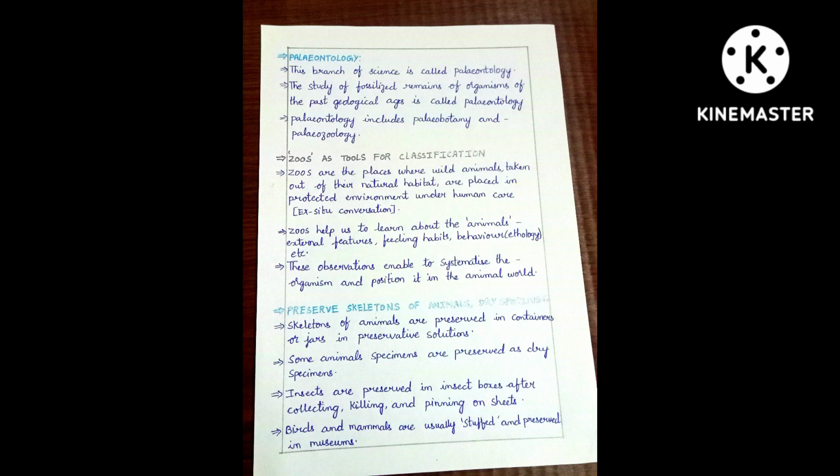Paleontology includes two types, paleobotany and paleozoology. Paleobotany means a branch of botany dealing with fossil plants. Paleozoology deals with the recovery and identification of multicellular organisms and animals.